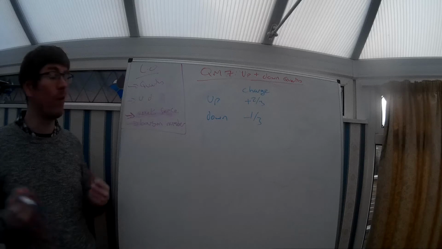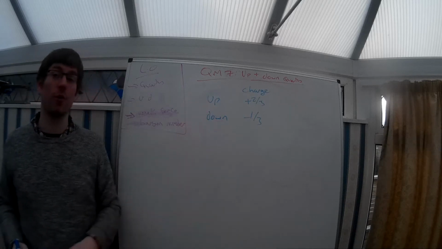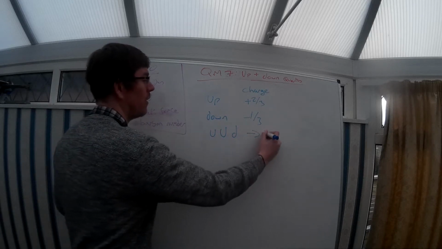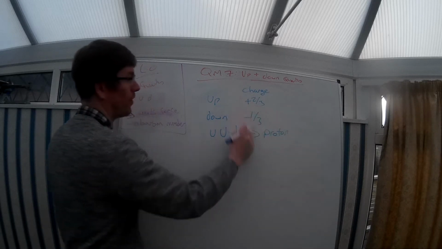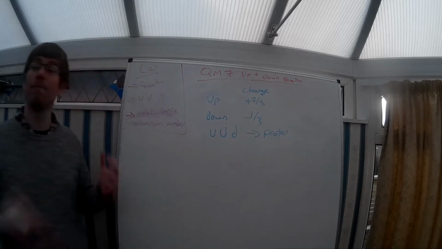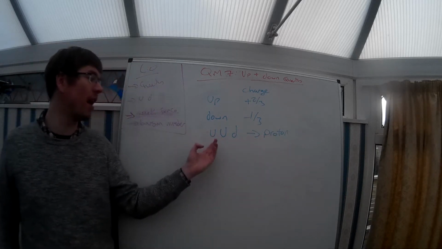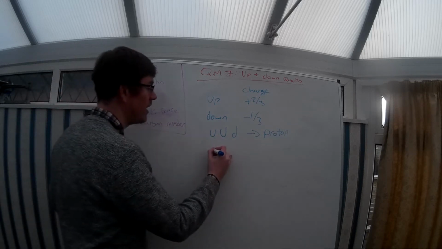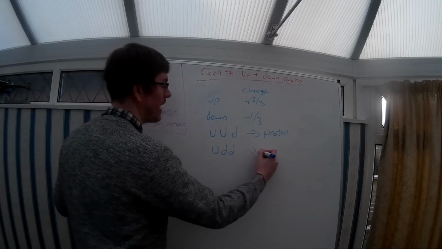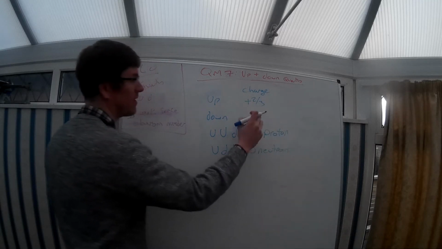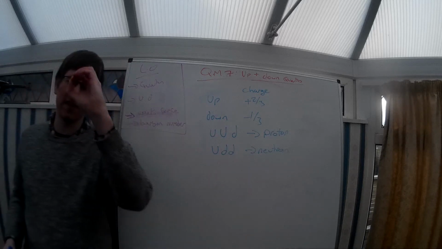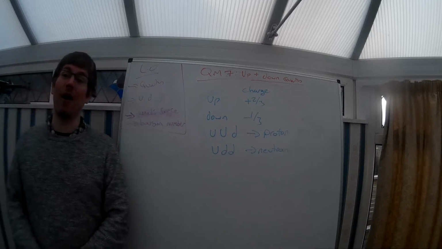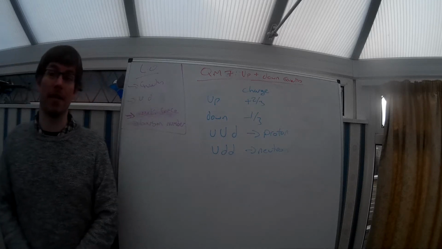So, how can we make a proton out of these two quarks? Well, that's very simple. If we have two up quarks and a down quark, well, that will be plus 4/3 minus 1/3, giving us a charge of plus 1. So a proton is made of two up quarks and a down quark. On the flip side, a neutron is made up of an up quark and two down quarks, because then we've got plus 2/3 minus 1/3 minus 1/3, giving us our charge of 0. Easy.